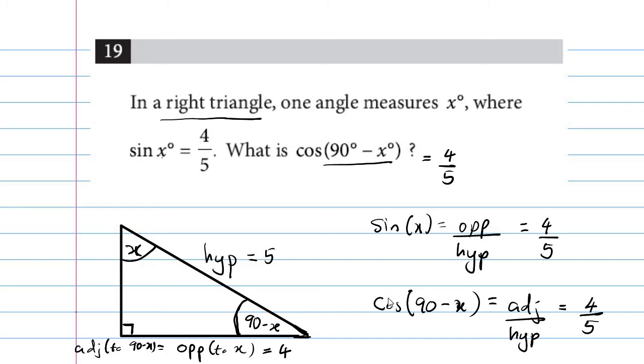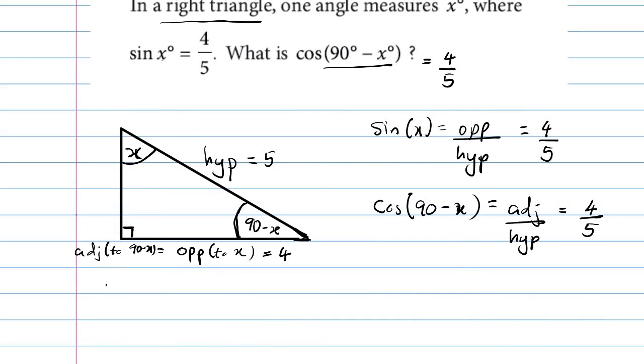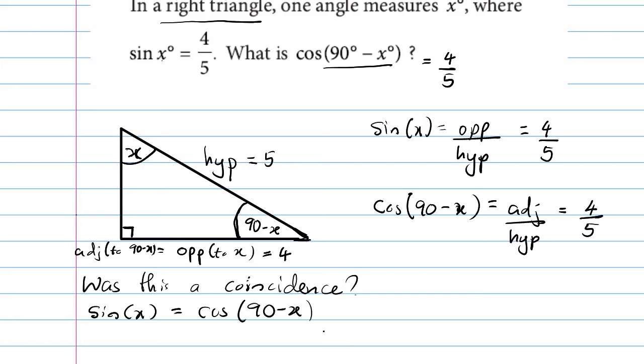So you see that the sine x value is the same as cosine of 90 minus x. Alright, so was this a coincidence? No, I should say. This is in general. What I mean is that sine of x is equal to cosine of 90 minus x. Always. This is always going to be true. And the other way is also true. Cosine of x is going to be equal to sine of 90 minus x.